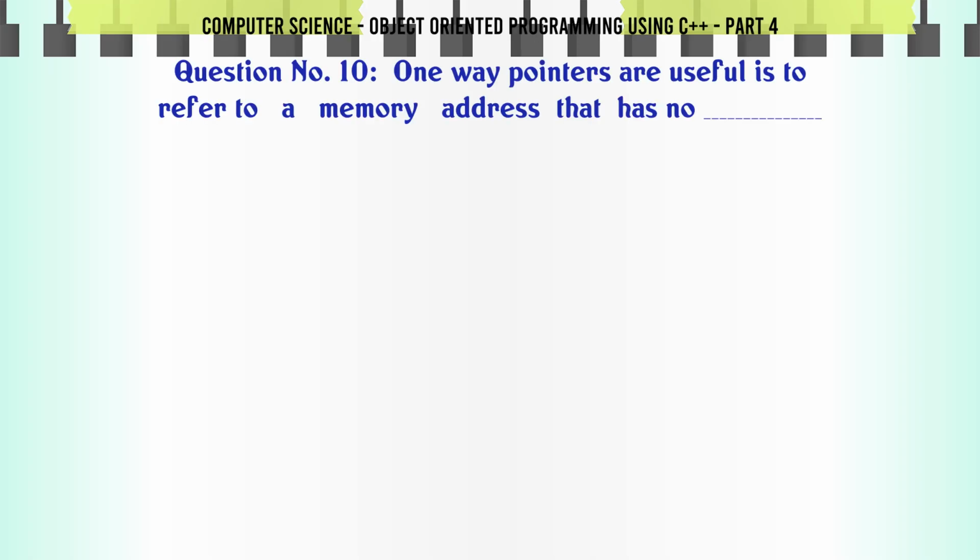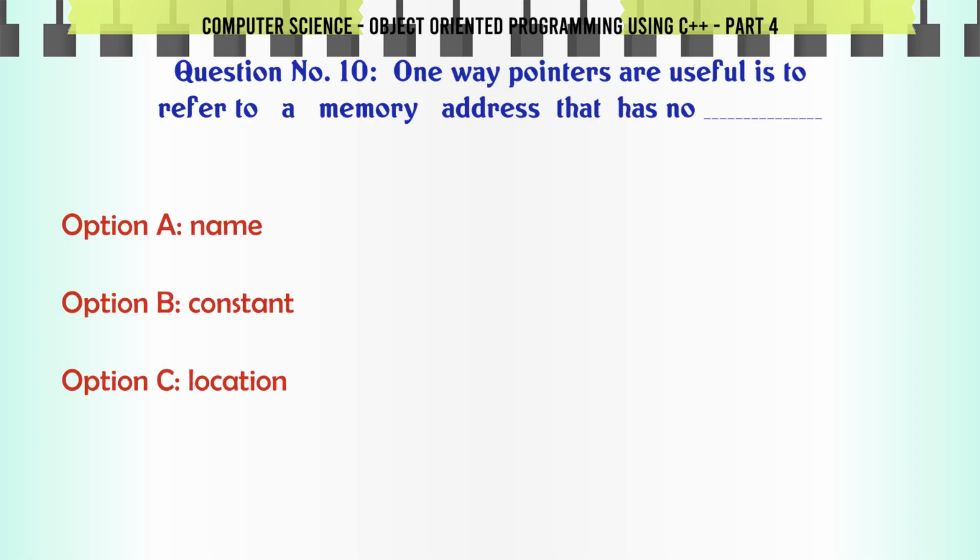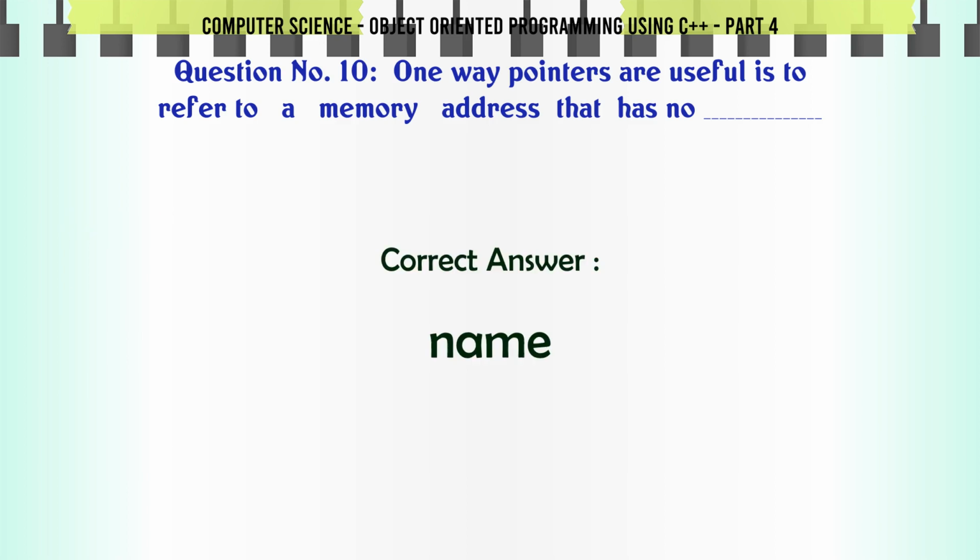One way pointers are useful is to refer to a memory address that has no: a) name, b) constant, c) location, d) field. The correct answer is name.